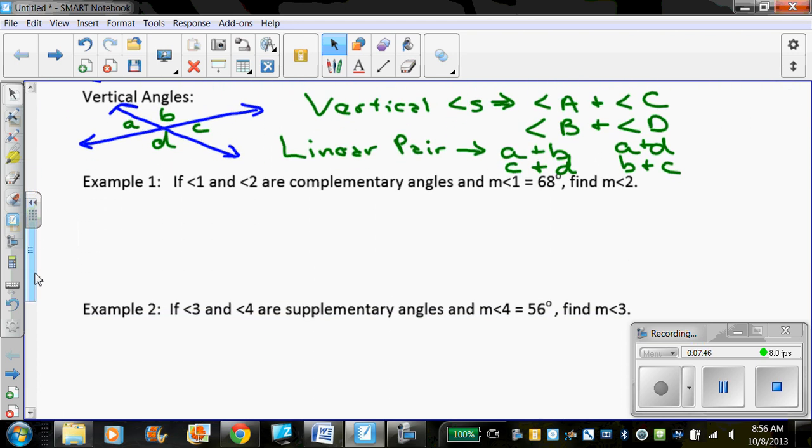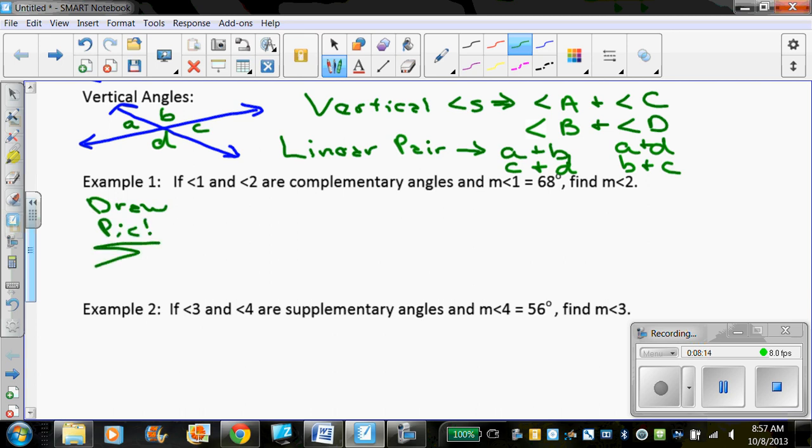Example number one, let's use some of these definitions to understand how to use them in geometry. It says, if angle 1 and angle 2 are complementary angles and angle 1 is 68 degrees, find angle 2. Now, if you can see and understand how to do it instantly, that's great. But a lot of times these get confusing for students because they're struggling with understanding what it's looking like. So make sure you draw a picture.